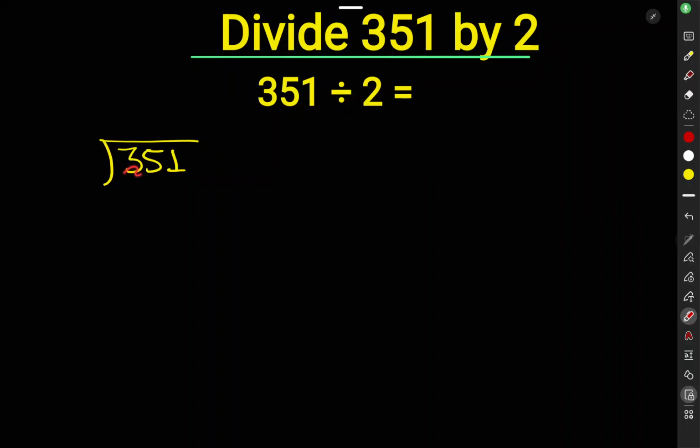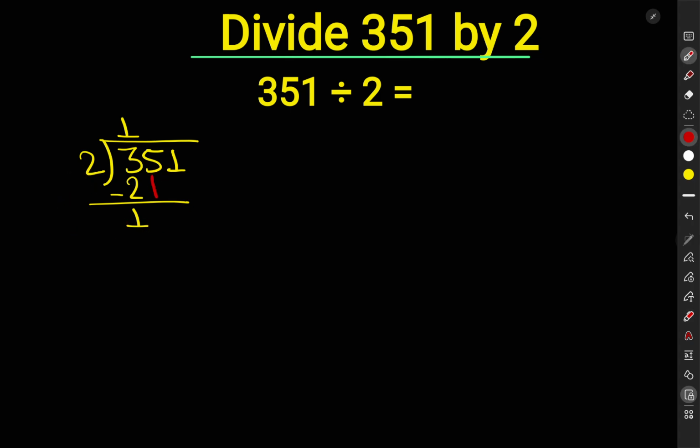Here we divide 351 by 2 in long division method. So 2 times 1 means 2. On subtracting we get 1. So now this 1 is less than 2.